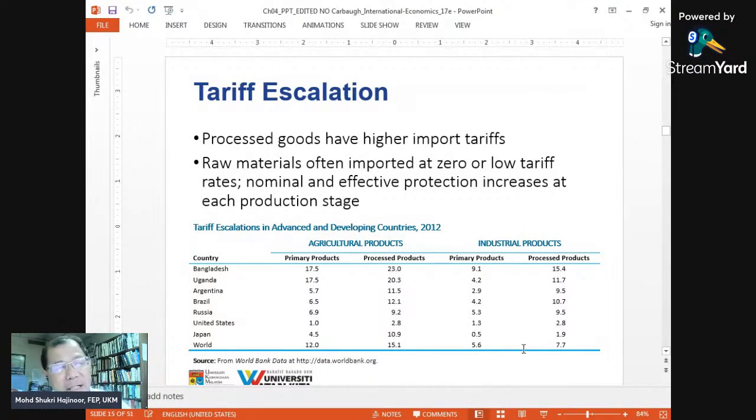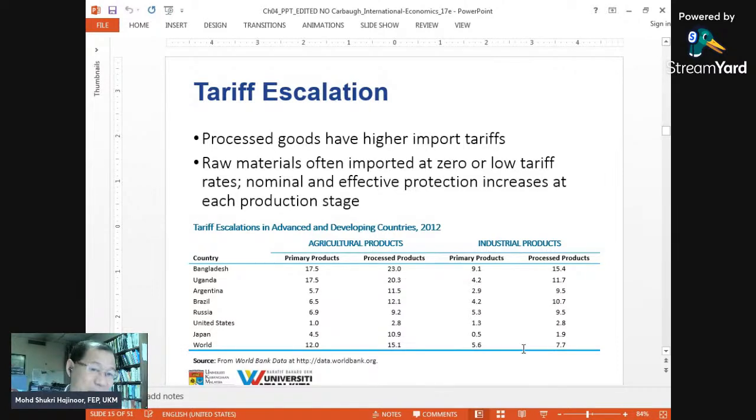This is what has happened with tariffs globally in the world, not just today, but for a long time. The more processed the products, the higher the rate of tariff. Tariffs escalate. Processed goods have higher import tariffs. Raw materials are often imported at zero or low tariff rates. Nominal and effective protection increase at each stage of production. This is a disadvantage for less developed or poor countries, because poor countries export raw materials. But the more processed the product is at each stage, the higher the rate of tariff gets.